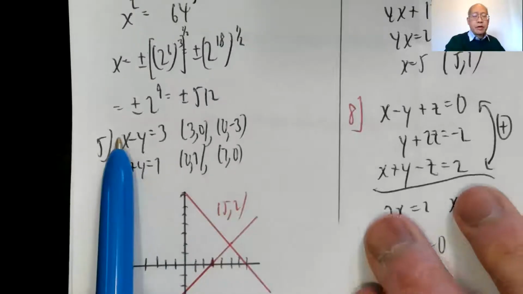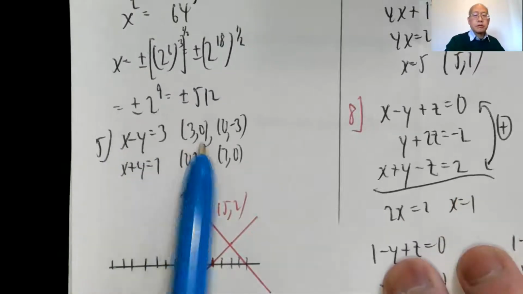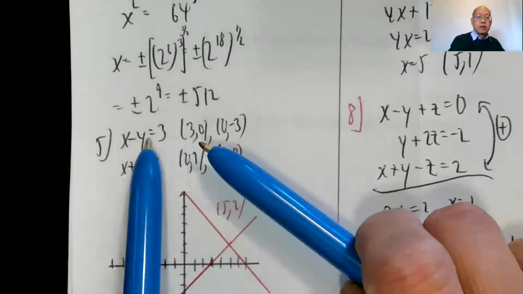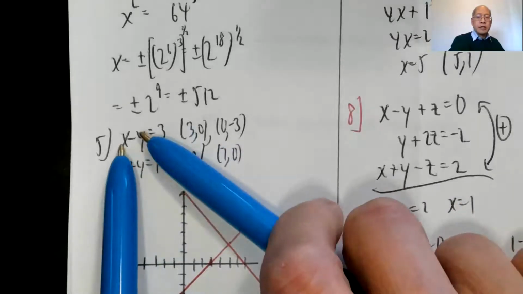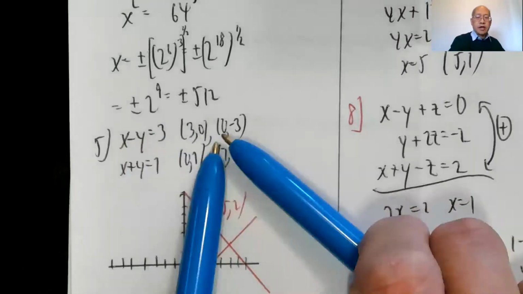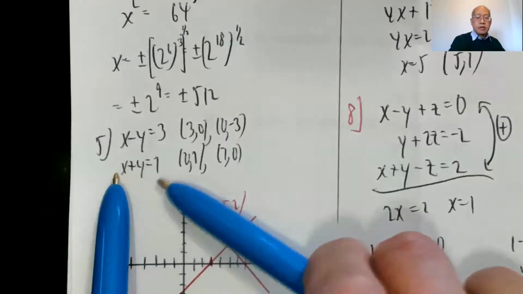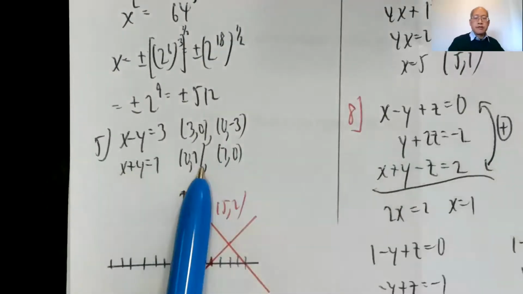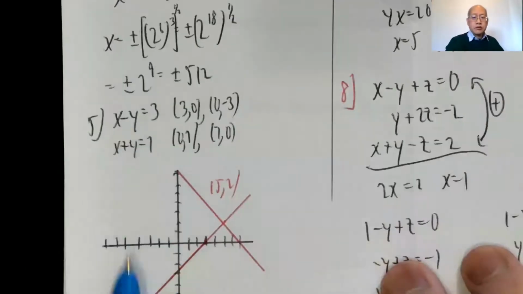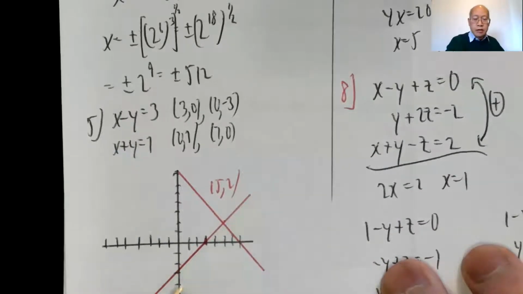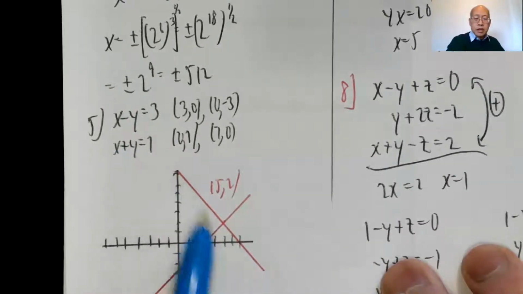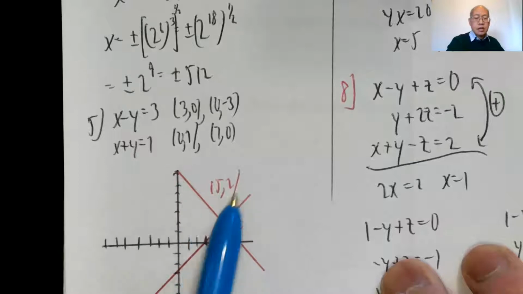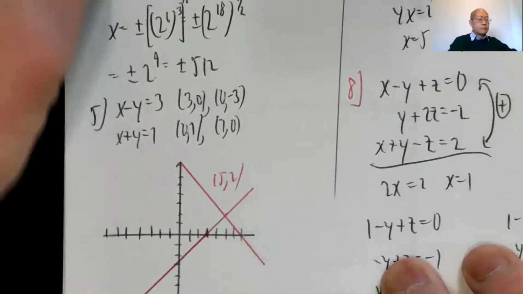Number 5, I put intercepts. Intercepts here are 3, 0, and 0, negative 3. Plug in 0 for y, 3 is x. Plug in 0 for x, y is negative 3. This one, x is 0, y is 7, y is 0, x is 7. So I plot the lines. 3, 0, and 0, negative 3 gives me that line. 0, 7, and 7, 0 gives me this line. They touch at the point 5, 2.